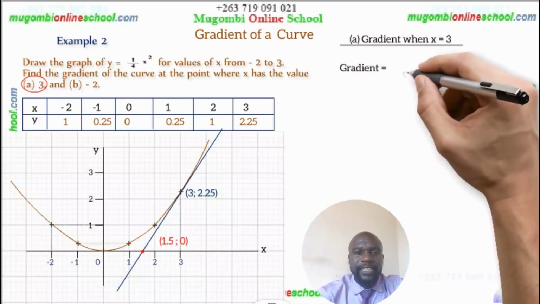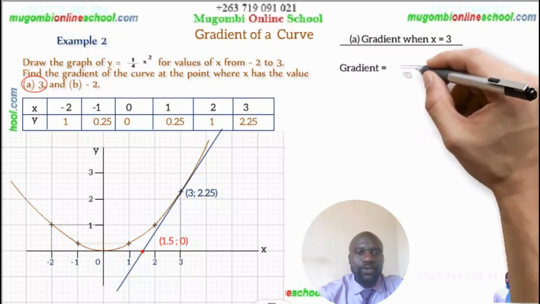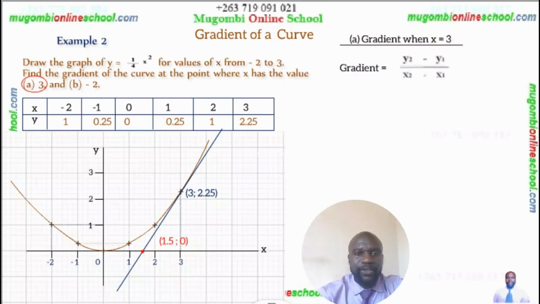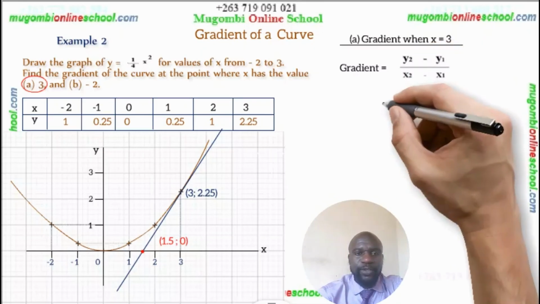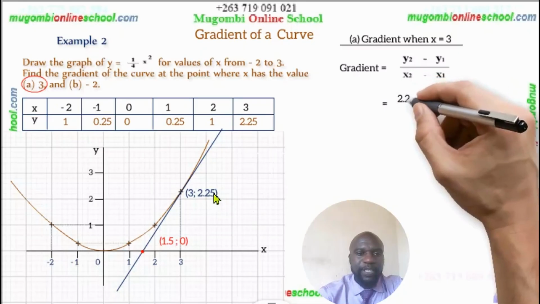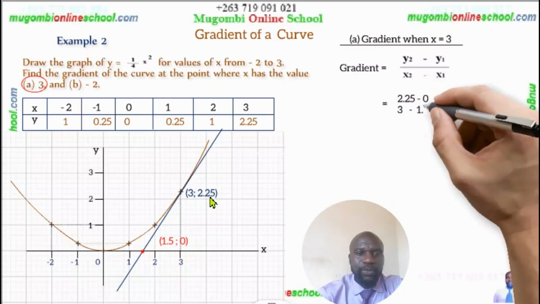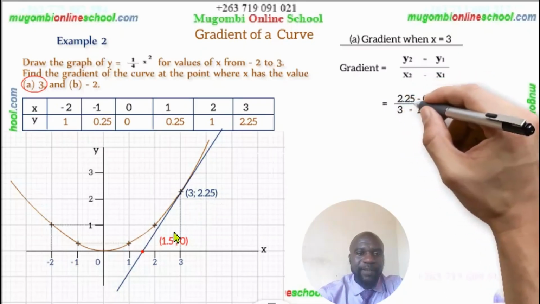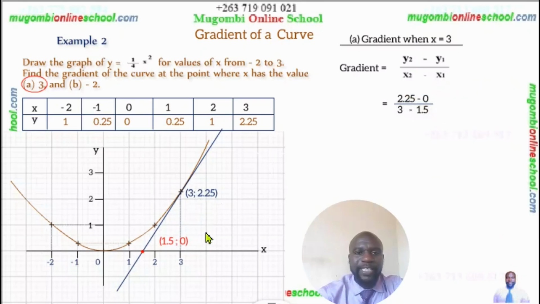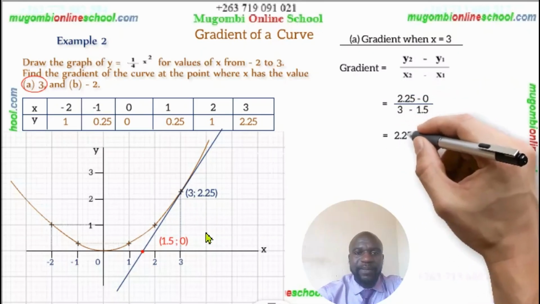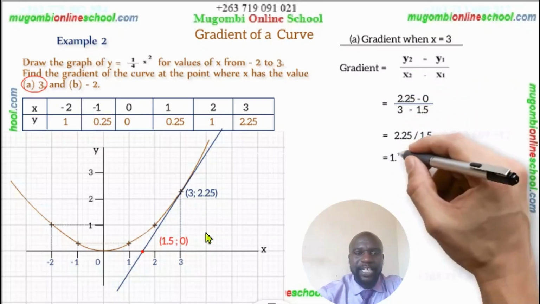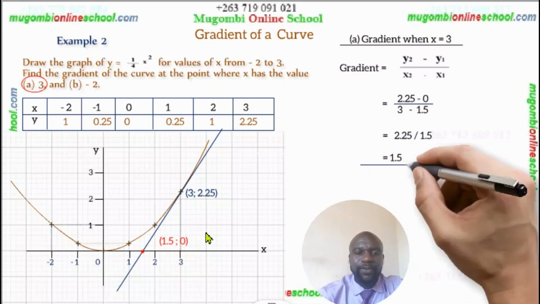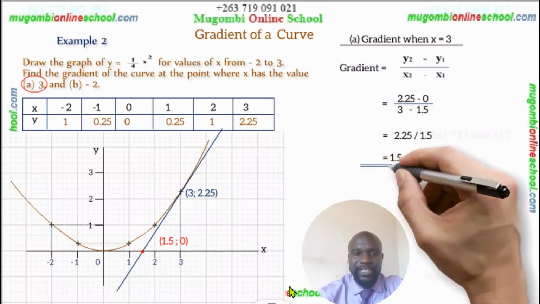So gradient is equal to y2 minus y1 over x2 minus x1. And then we have to use it to calculate the points. 2.25 minus 0 over 3 minus 1.5. 2.25 minus 0 is 2.25. 3 minus 1.5 is 1.5. So I got 2.25 over 1.5, to give us 1.5. So this is our gradient, isn't it?